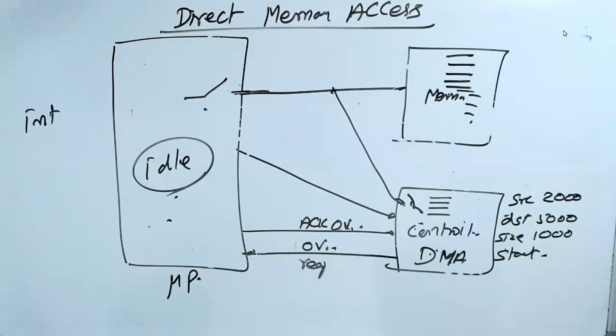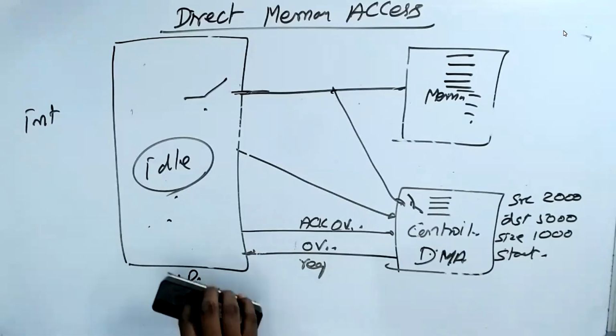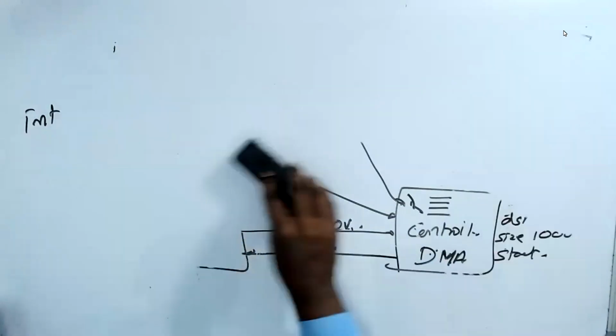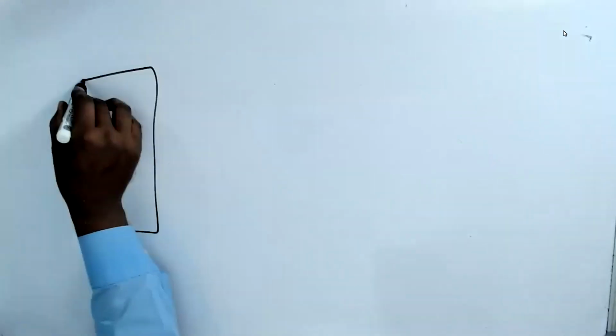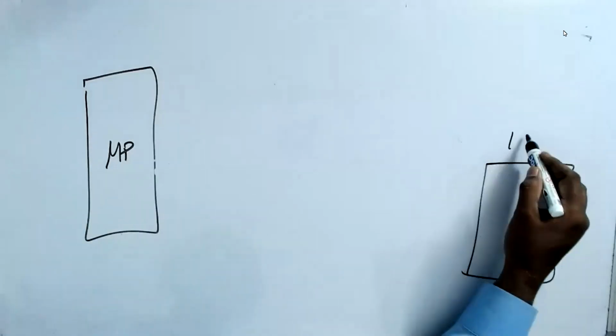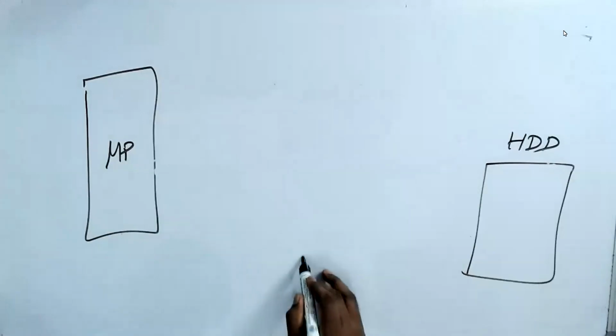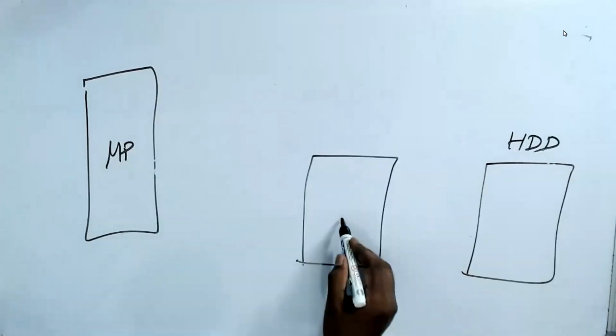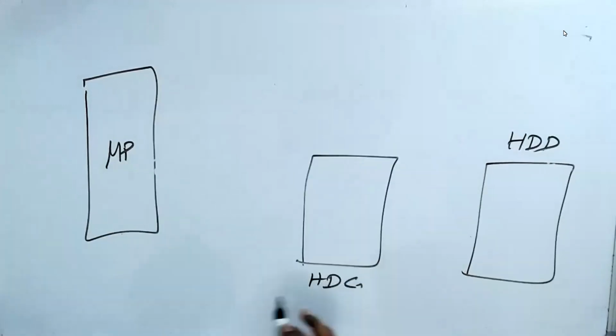Sir, what is the use of DMA and its application? Yeah, now I'm going to tell you the application. What is happening is this. For example, I have a microprocessor, I have a hard disk, and I have a hard disk controller and my memory.